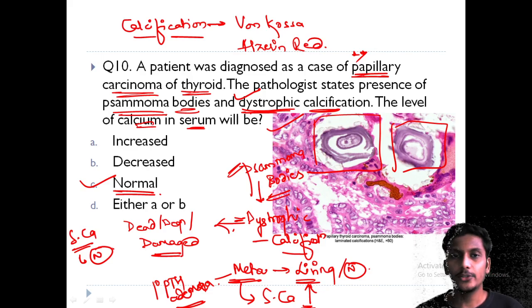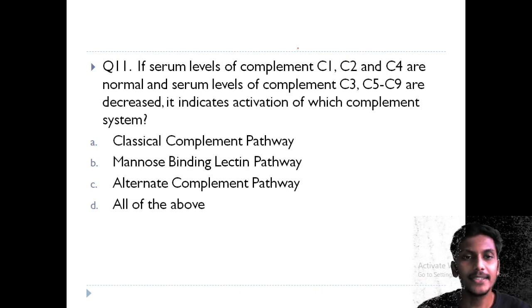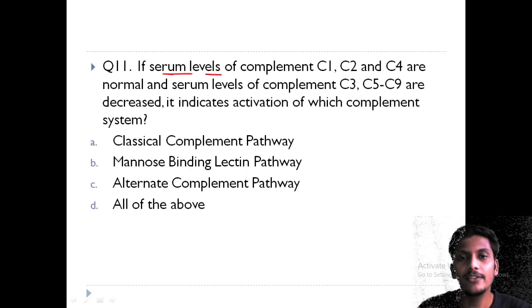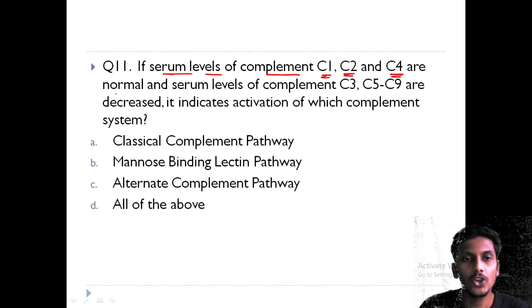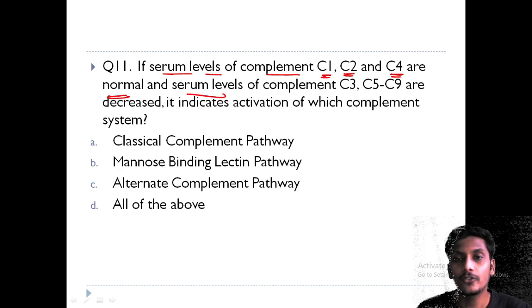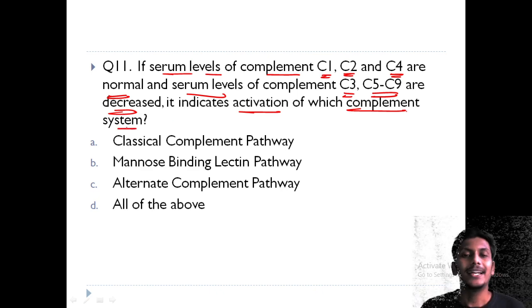Now moving further to our next question, question number 11, which states: if serum levels of complement C1, C2 and C4 are normal and serum levels of complement C3, C5 to C9 are decreased, it indicates activation of which complement system? It is easy, guys.